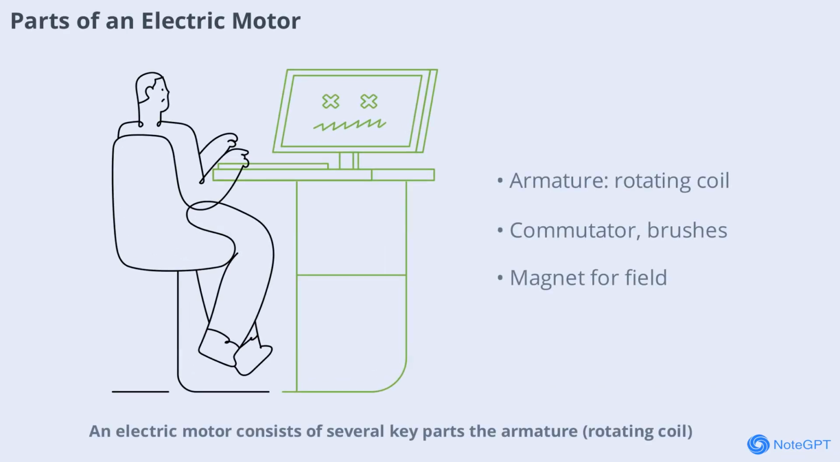Electric motor consists of several key parts: the armature, rotating coil, commutator, brushes, and a permanent magnet or electromagnet. The armature rotates when current flows through it, while the commutator and brushes ensure the current direction changes appropriately. Each part plays a vital role in converting electrical energy into smooth, continuous motion. Knowing the parts helps in understanding and troubleshooting motors.